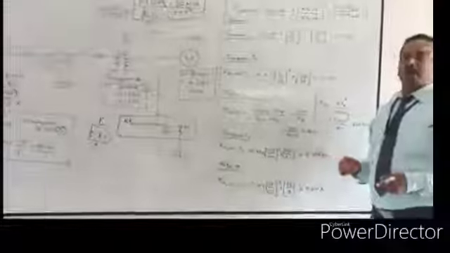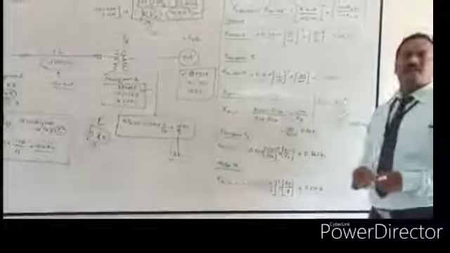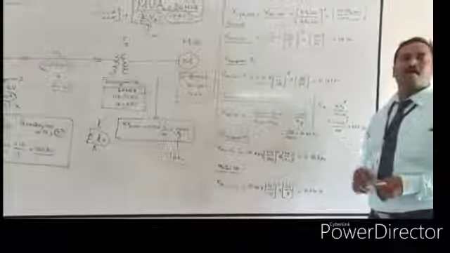So likewise we can calculate the new per unit value for all the components present in the power system with the help of a new base value. Now I think you will understand what the per unit value is, and how it is calculated with the help of the new base value. Thank you.